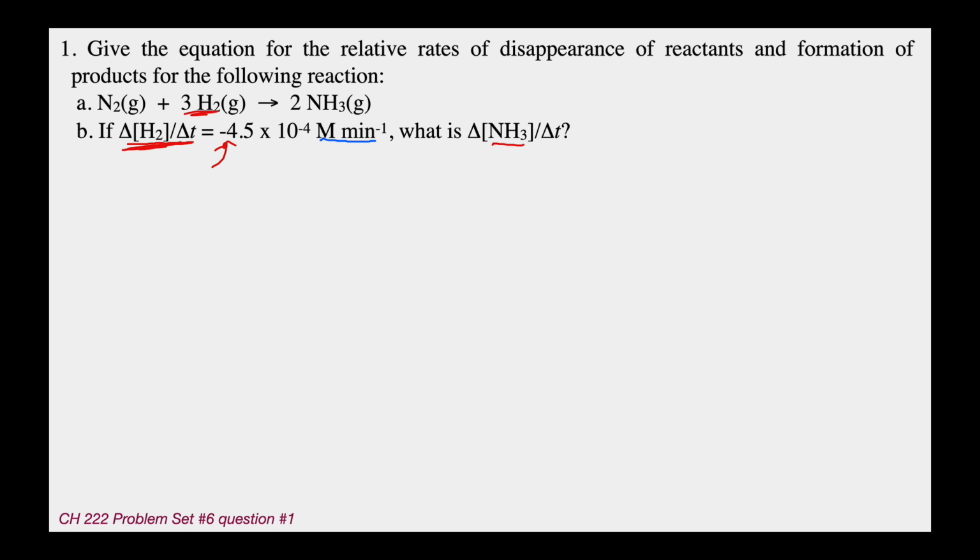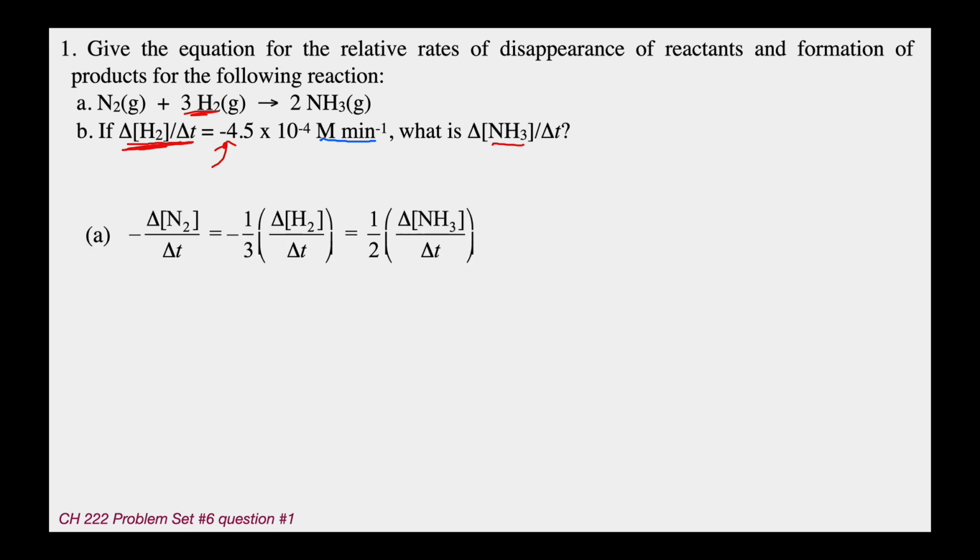So for N2, it's just 1 over 1. We won't have anything there. But for H2, there will be a 1/3 in front of it, and for NH3, 1/2 in front of it. So again, remembering reactants are negative, products we leave alone, 1 over the stoichiometry. These are the quote-unquote relative rates of disappearance or formation of products.